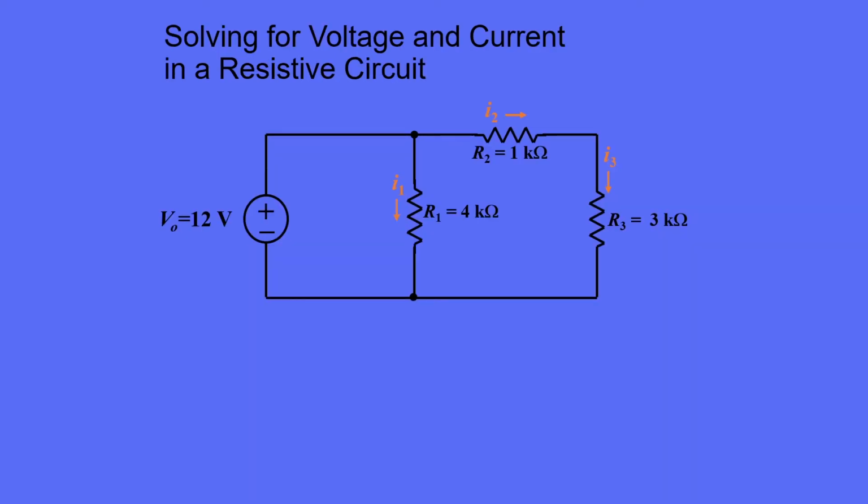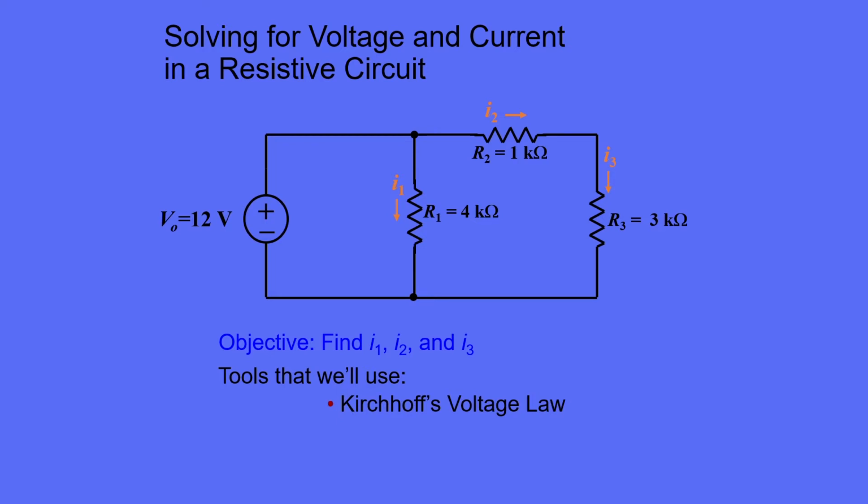Now let's talk about how we solve for the voltage and current values in a more complicated resistive circuit. Here's an example. Our objective is to find the currents I1, I2, and I3. To meet this objective, we'll use the same tools that are used to solve just about every resistive circuit. Kirchhoff's voltage law, Kirchhoff's current law, and Ohm's law.